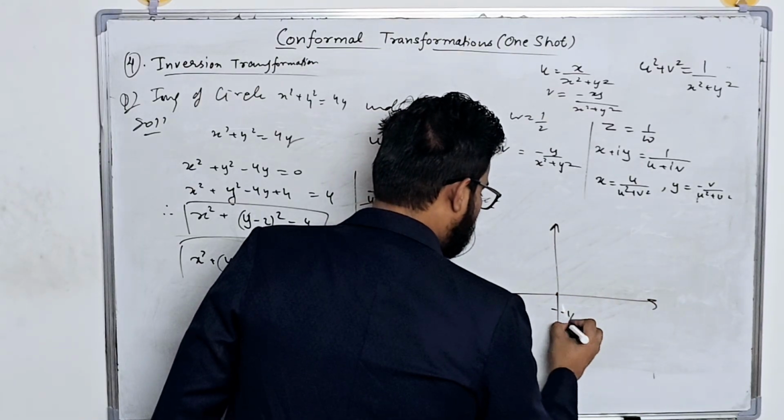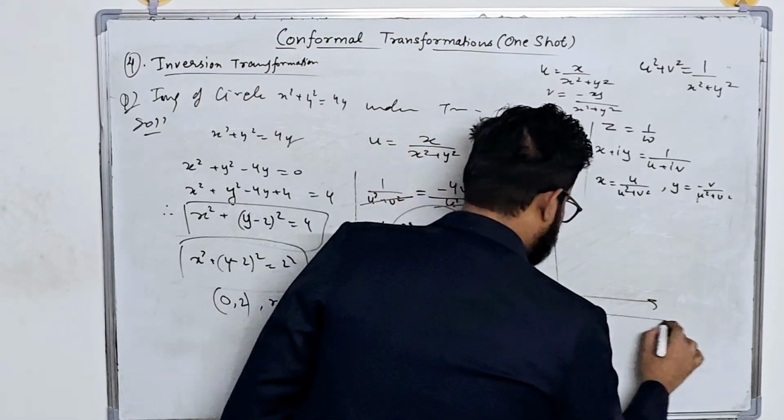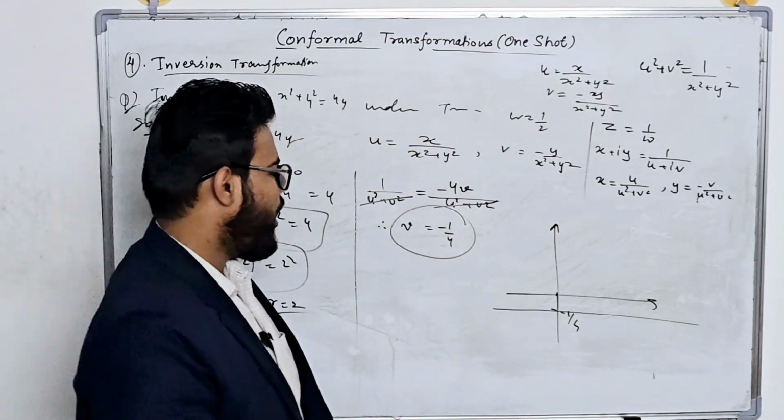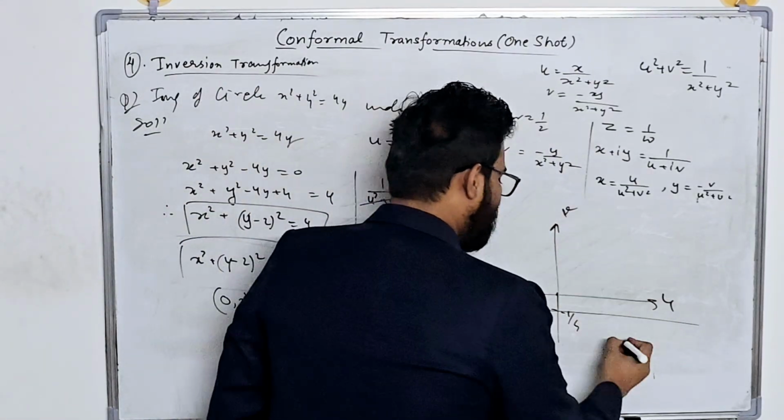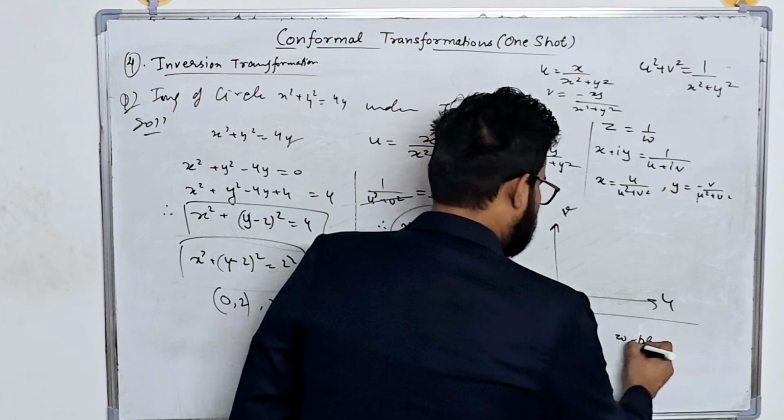This is negative 1 upon 4. So it is a straight line parallel to the u axis, right? This is the w plane, right? Okay.